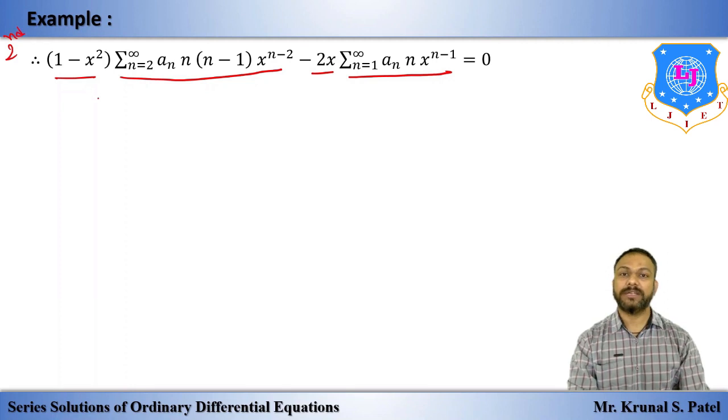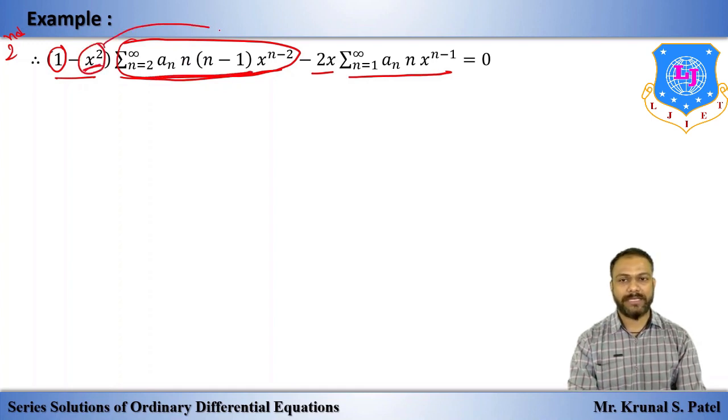Okay, now we have the third step, as I told, simplification. What is the meaning of simplification? That you have to multiply this 1 with this entire sigma. So 1 into sigma is as it is, and minus x square into this sigma. So x square multiplies with x raised to n minus 2, and we know that if the base is same, we add the powers, that means n minus 2 plus 2. The 2 cancels, so we have x raised to n.